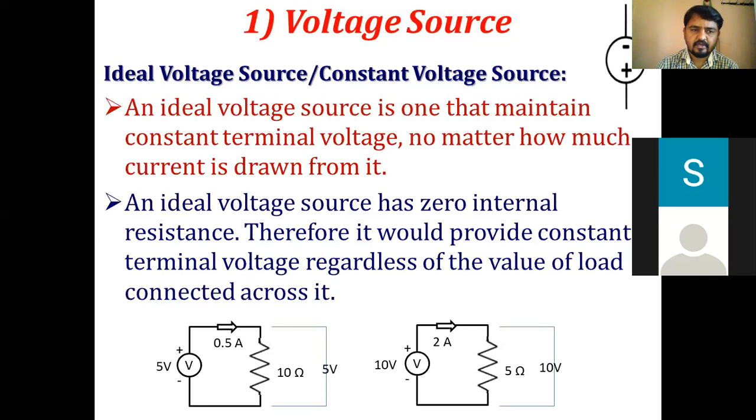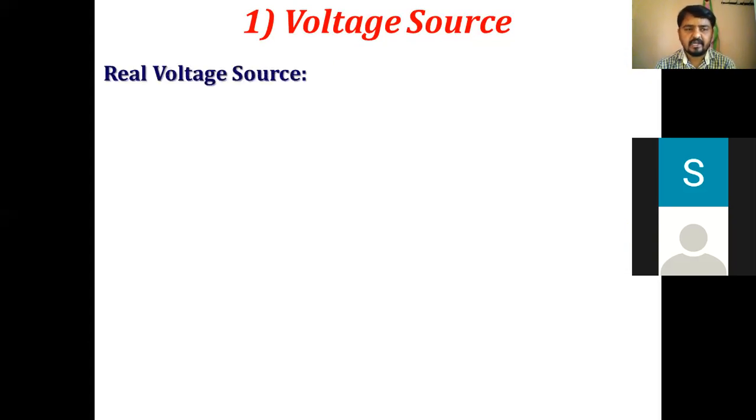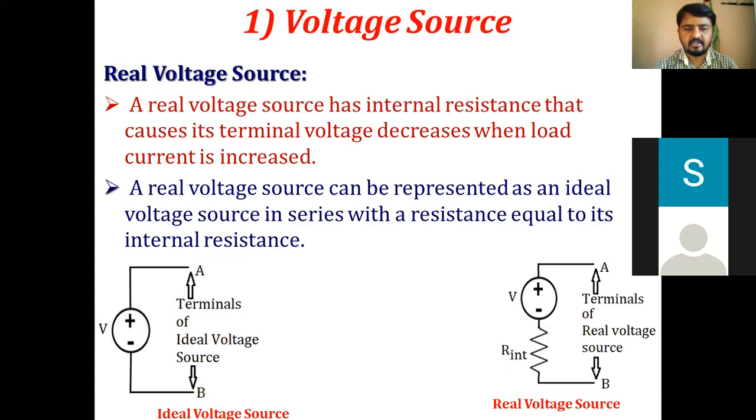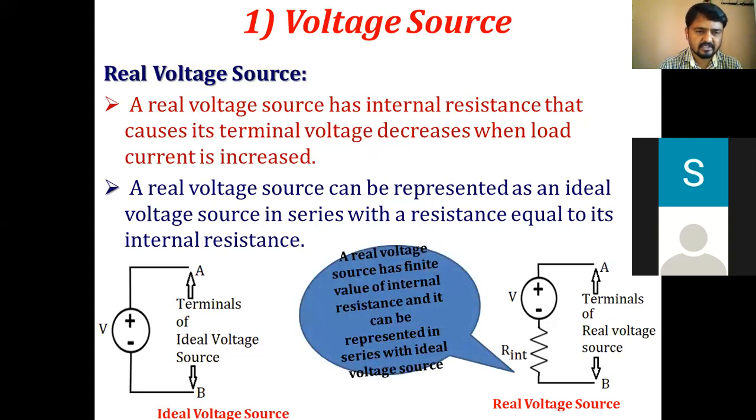Again, voltage sources are classified into two types: ideal voltage source and real voltage source. The ideal voltage sources have zero internal resistance, but the real or practical voltage sources have some internal resistance. We are going to consider that as RINT. This is the ideal voltage source, and in series with it we have connected the internal resistance. Because of this, if the load current increases, then the supply voltage decreases. We discussed this in yesterday's class. Up to here we have discussed.